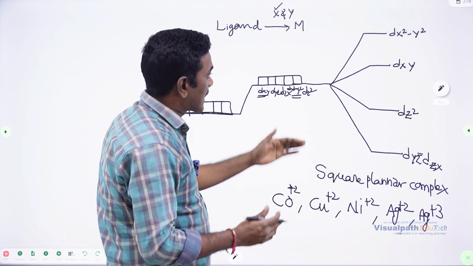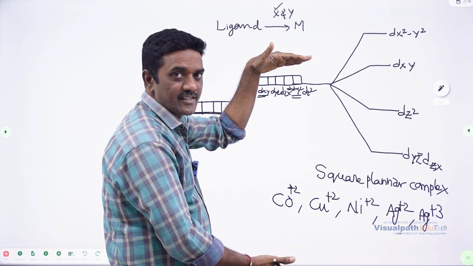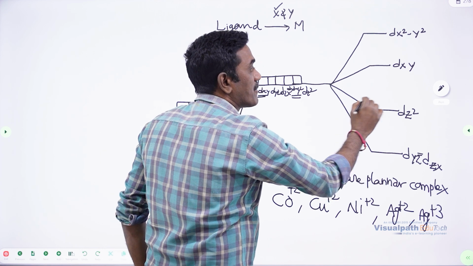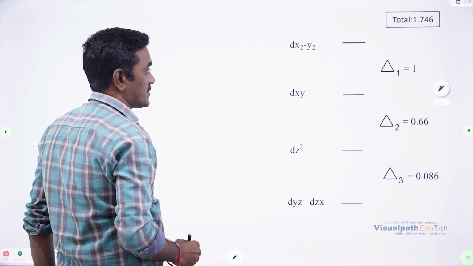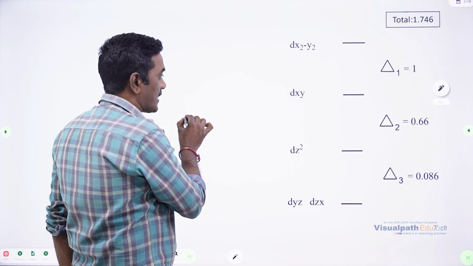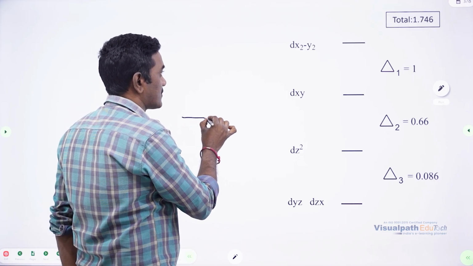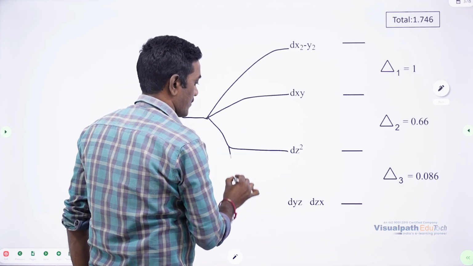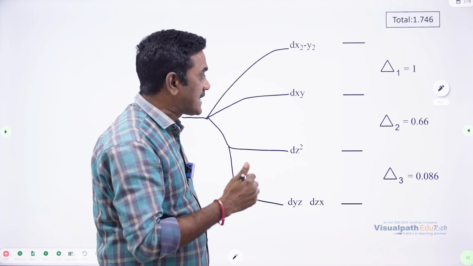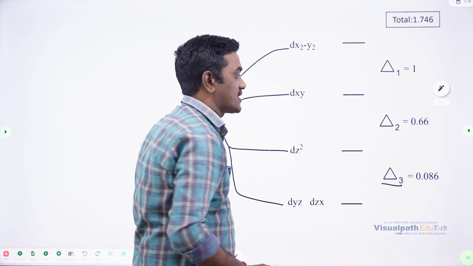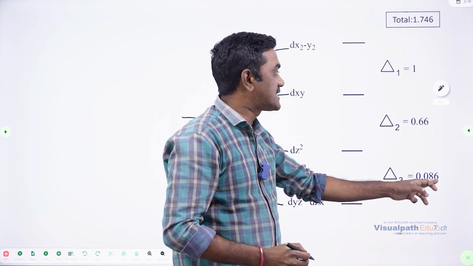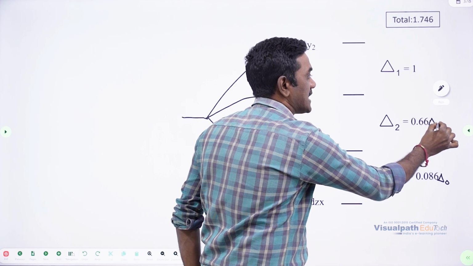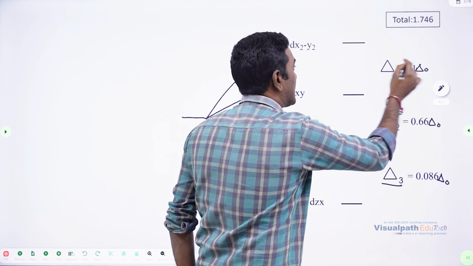Now let us calculate how much splitting energy, crystal field splitting energy we have discussed, right? It will split. Now the overall splitting became how much? That's what you have to know. Now moving on to this one. For example, the splitting happened from here to here. Now the splitting from here to here, delta 3, is how much? 0.086 delta naught. Whereas here 0.06 delta naught. Whereas here delta naught.